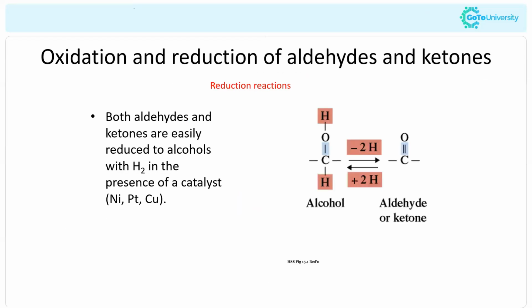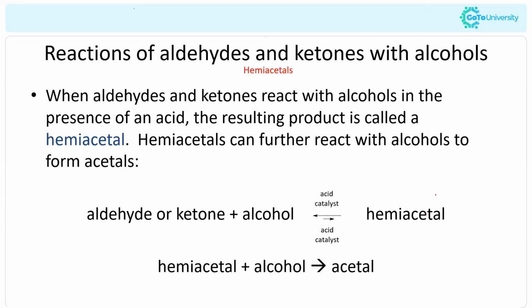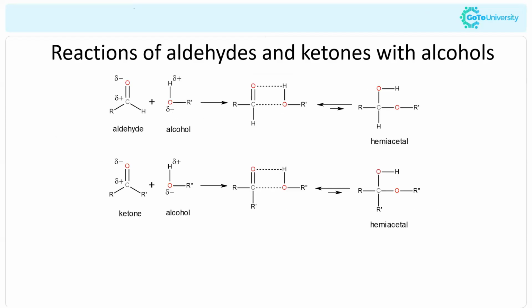This is also important: both aldehydes and ketones can be easily reduced to alcohols with hydrogen using a catalyst. That reaction is also given here. Now, if you check the reactions of aldehydes and ketones, when an aldehyde or ketone reacts with an alcohol, they will produce a hemiacetal. When these hemiacetals react with alcohol again, they will produce acetals. That is another kind of reaction.